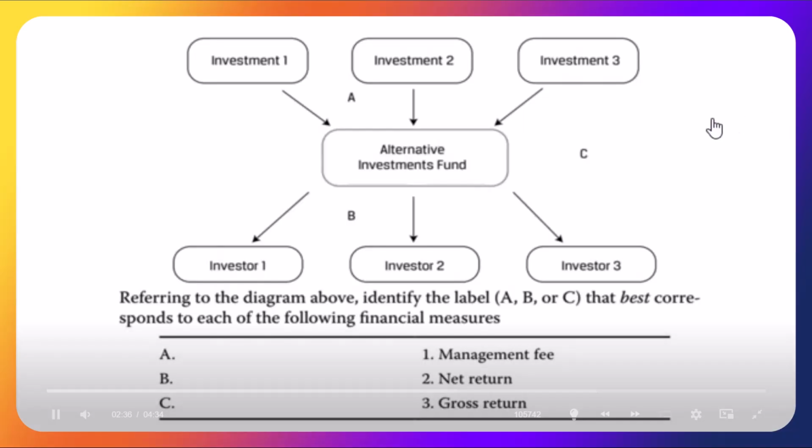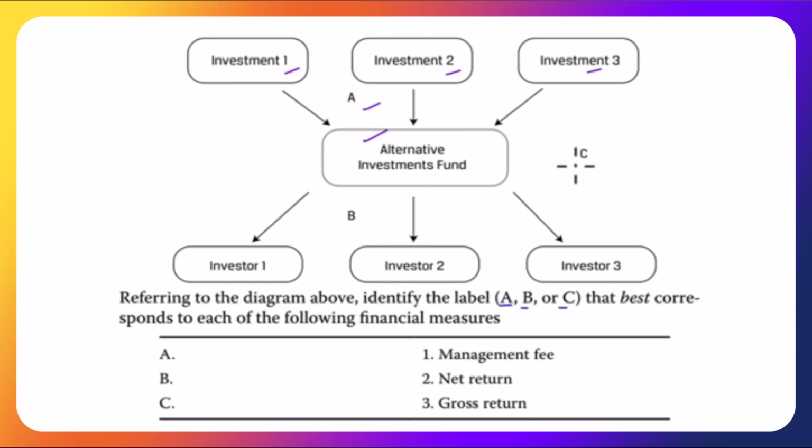Referring to the diagram above, identify the label A, B, or C that best corresponds to each of the following financial measures. Management fee, net return, and gross return. So, okay, at least it puts us on the page of what we're looking for here. Investment 1, investment 2, investment 3. There is A. Well, that must be the returns the investment generates for the funds. There is C. That must be the fees that the fund takes. And there is B, because we have investors down here. So A must be the gross return. B must be the net return. And C must be our management fee.